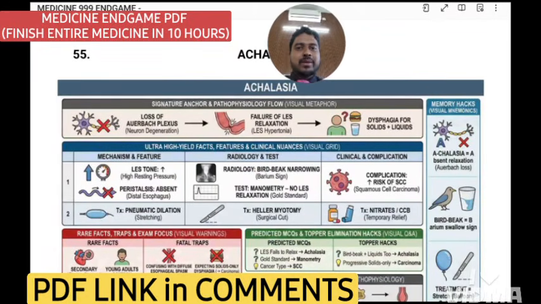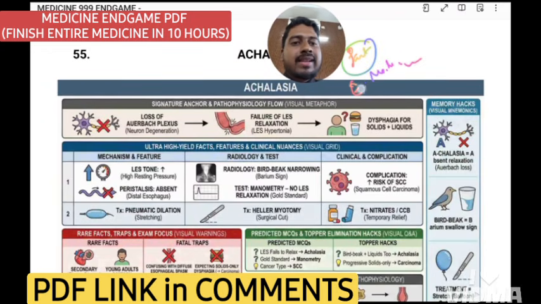Hello everyone. So now we'll be going ahead with gastroenterology. This is actually part 3 of medicine endgame. Okay, this is part 3 of medicine endgame.